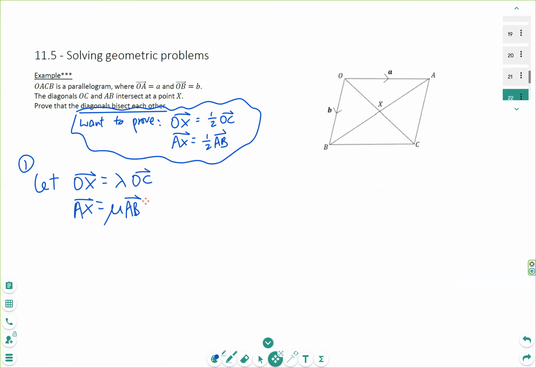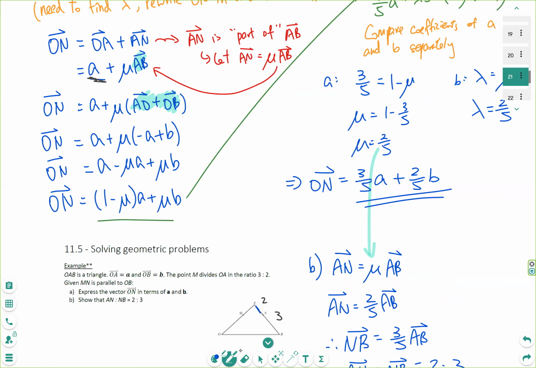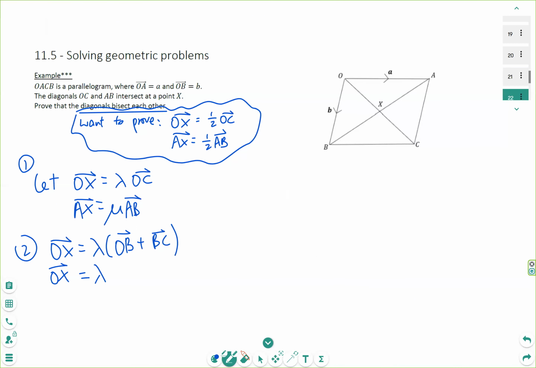OX, now prove the diagonals. Second step. So why don't we rewrite OX? OX equals lambda of OC. OC is OB plus BC, so lambda of, now keep writing the left-hand side. I know some people will be lazy like I did in the previous question. I didn't write the left-hand side, but you should keep writing the left-hand side of OB. So OB is B, BC is parallel to OA, so B plus A. I'm going to expand the bracket: lambda B plus lambda A.